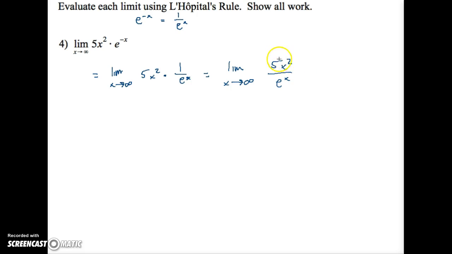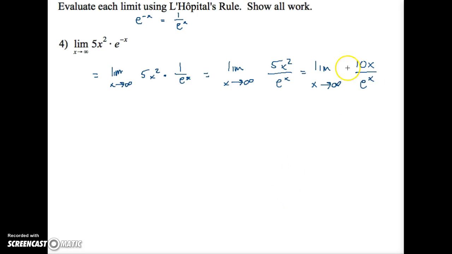So now I can just simply take the derivative of the top and the bottom. So I want the limit as x approaches infinity of 10x divided by the derivative of e to the x, which is just e to the x.